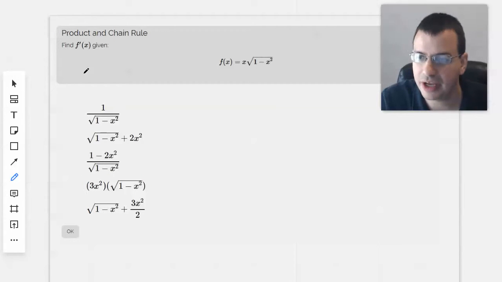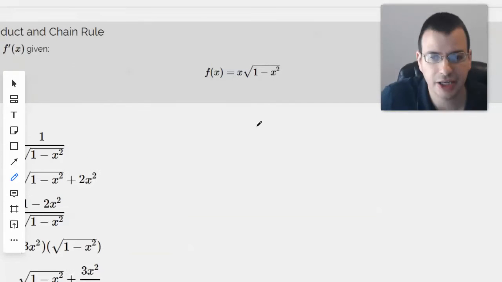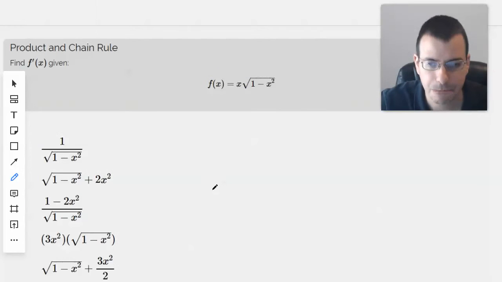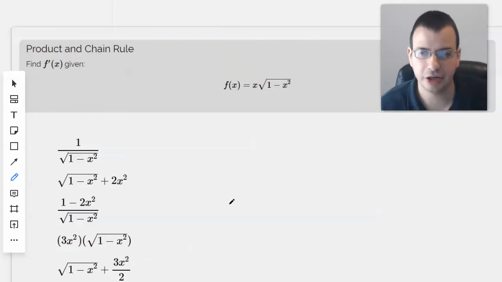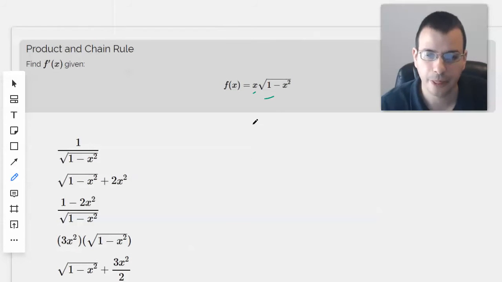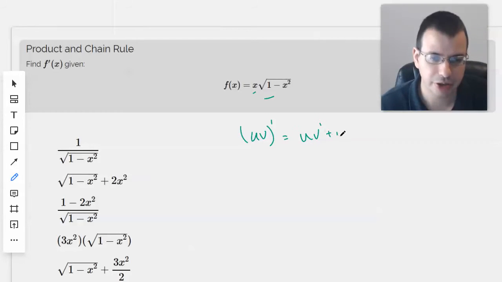Find f prime of x given that f of x is x times the square root of the quantity 1 minus x squared. Okay, so first thing I see here is the product rule. So I'm going to write up the product rule: (uv)' equals uv' plus u'v.